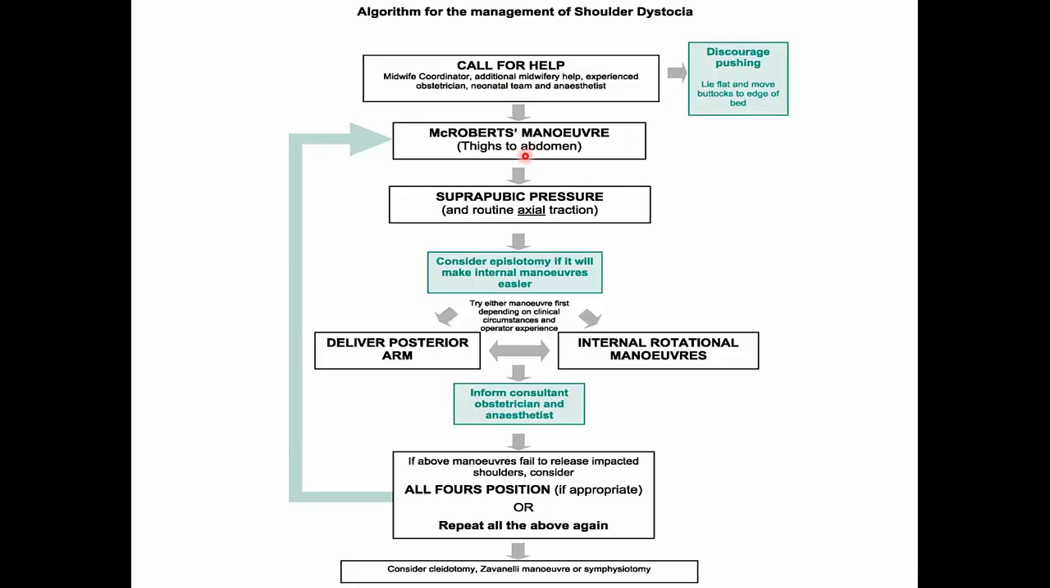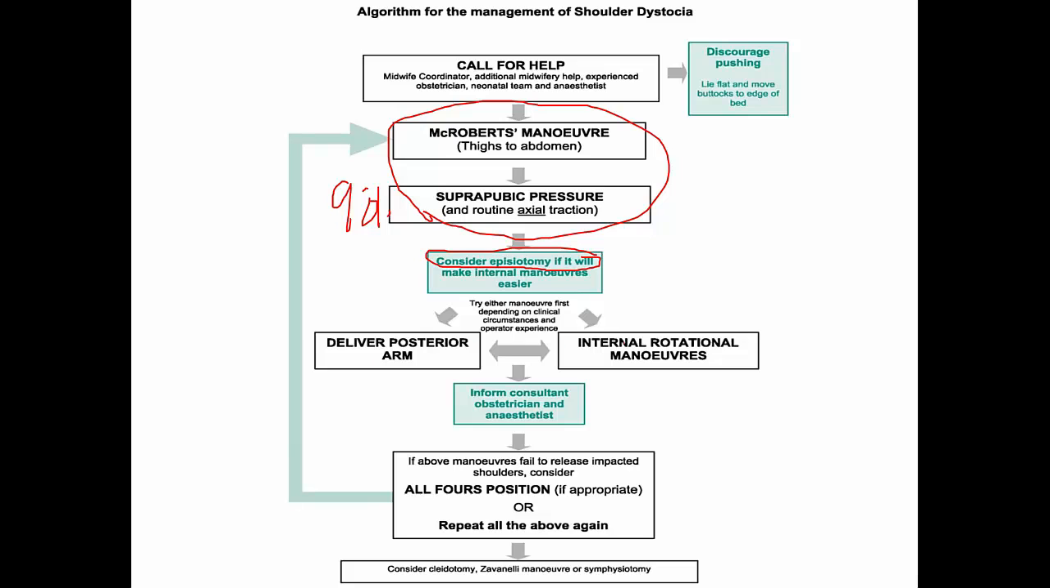Okay, the McRoberts maneuver has succeeded in more than 90%. Then do suprapubic pressure, the Rubin 1 maneuver. If both maneuvers fail, the success is more than 90%. If that fails, here you should consider episiotomy.